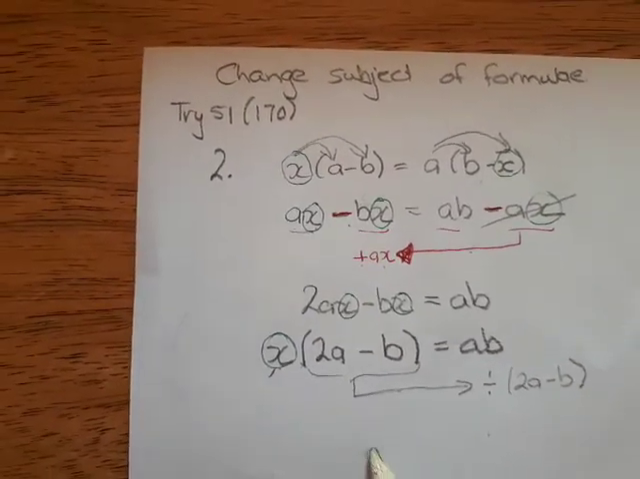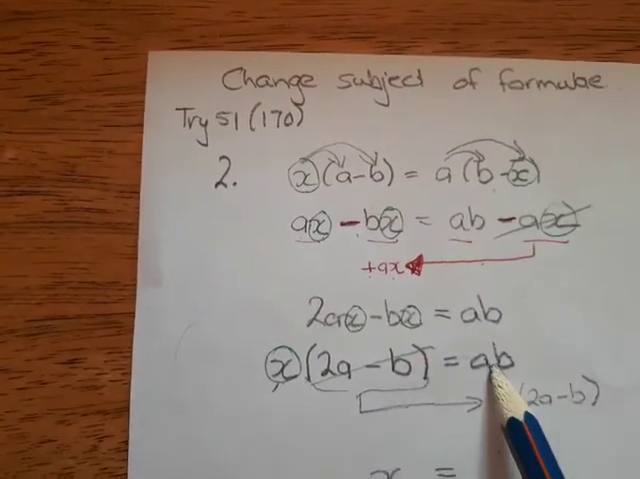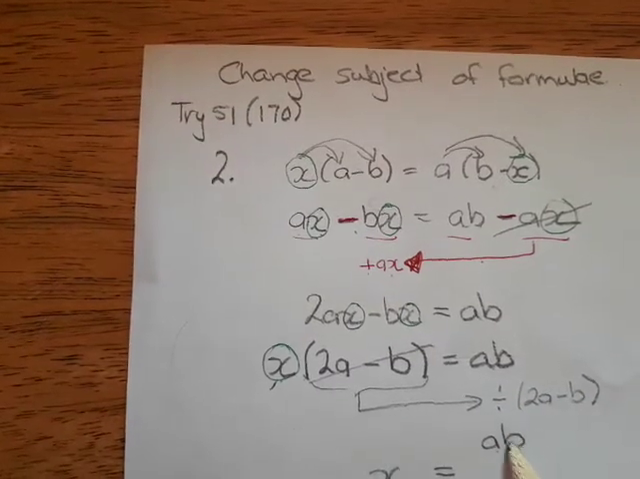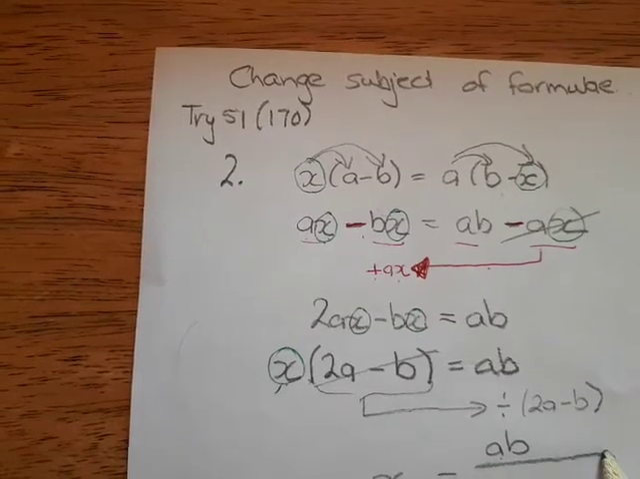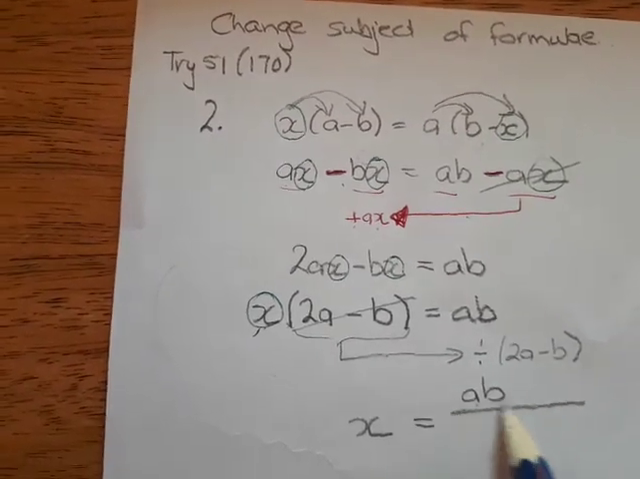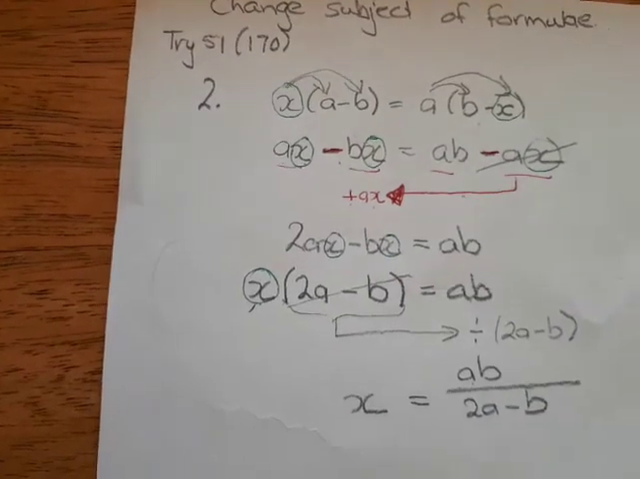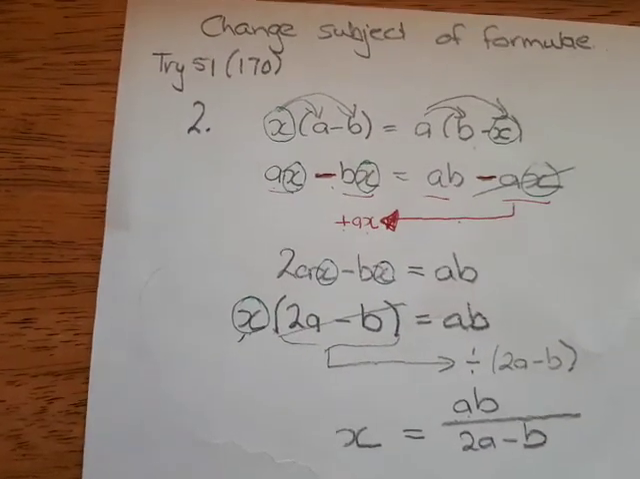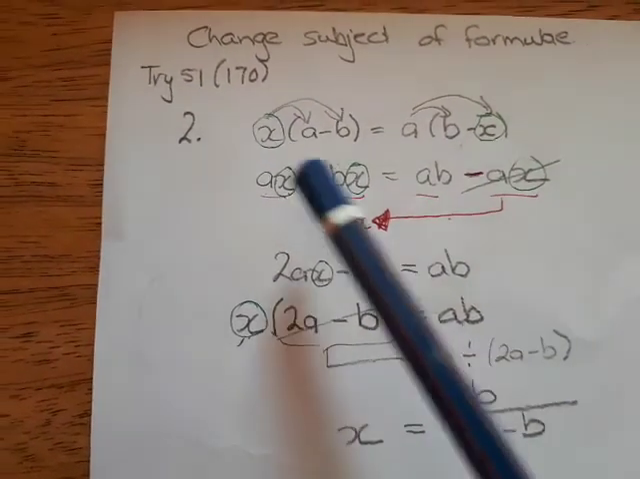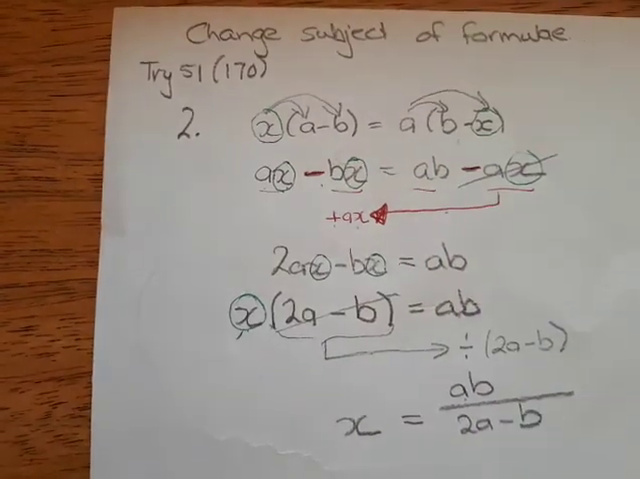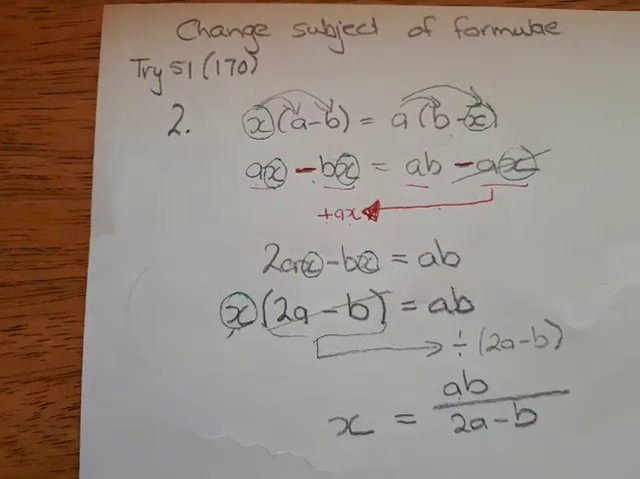Then on the left, I will have left over the X. The bracket is removed, equals, on the right I have AB, which I do first, and then remember I will do the opposite operation, which is divide by 2A minus B. Okay, that's a bit more complicated than the other questions, but you can still do this. You should have just realized that you must actually expand the brackets first, and then you can move the X terms all to the left-hand side.